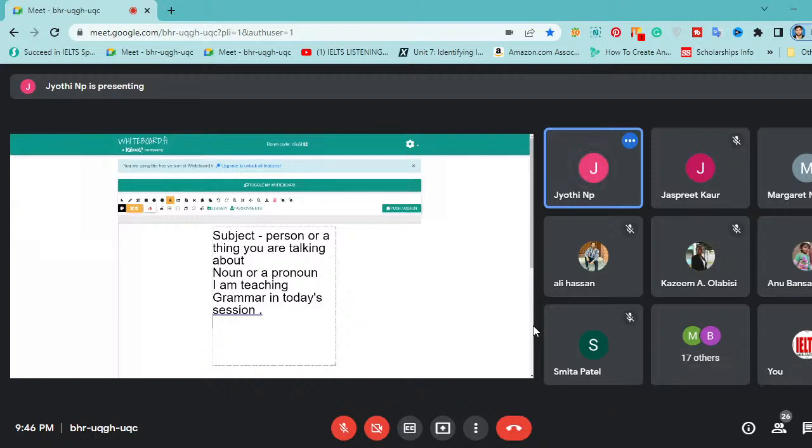So usually we use a noun or a pronoun in the subject. And when it comes to the predicate, it is when you're describing.